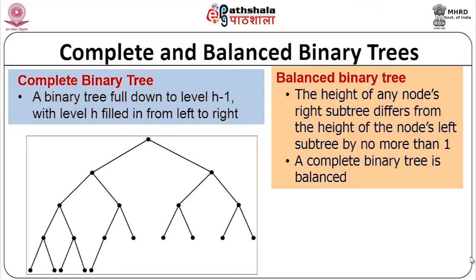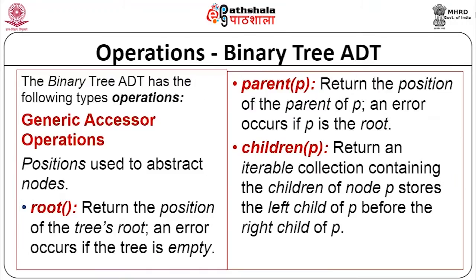Balanced binary tree is another type of binary tree. The height of any node's right subtree differs from the left subtree by at most 1. The difference between the height of the left subtree and the right subtree can at most be 1. A complete binary tree is balanced, because if you look at this node, the difference between the heights of the left and right subtrees is only 1. So, that is the definition of a balanced binary tree, and a complete binary tree will always be balanced.